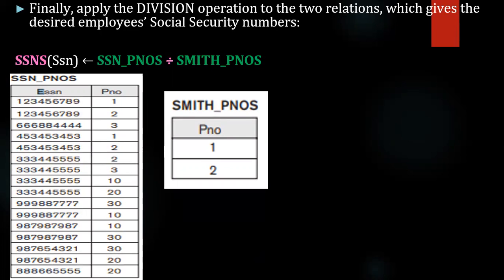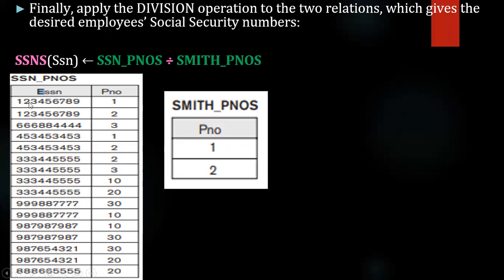So now we need to apply the division operation. Here SSN_P_numbers is the numerator and Smith_P_numbers is the denominator. Then which attribute will be there in the resultant table? It will contain only ESSN. So now which values of ESSN will come under the result? We have to apply division.